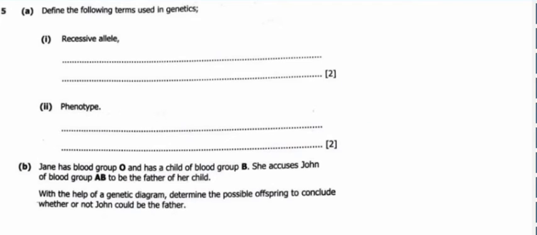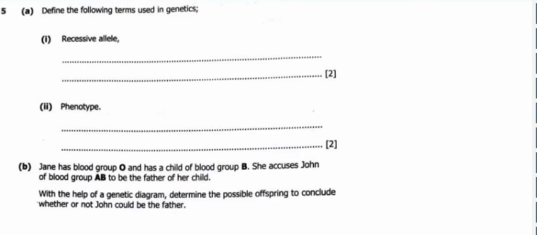Jane has blood group O and has a child of blood group B. She accuses John of blood group AB to be the father of her child. With the help of a genetic diagram, determine the possible offspring to conclude whether or not John could be the father.